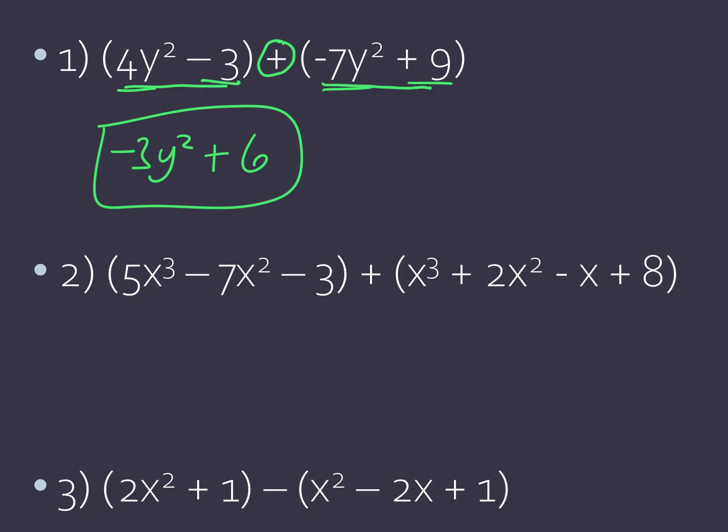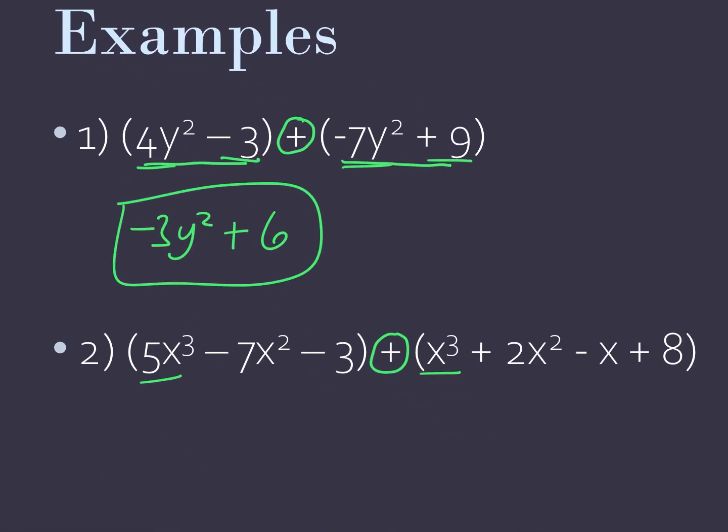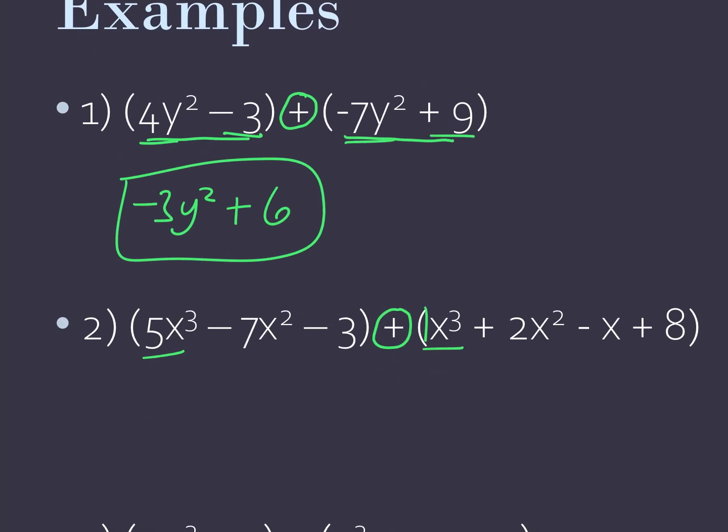All right, same exact thing with our next sum, right? So if I have a sum of polynomials, again, you're just going to combine like terms. If I have a 5x to the third and an x to the third, if you don't see a coefficient, you assume it's a 1. Right, so then I'm going to do 5 plus 1, which is 6. Keep the variable and exponent the same. Negative 7x squared, I see another x squared here with a 2. So it's going to be negative 7 plus 2, which is a negative 5x squared.